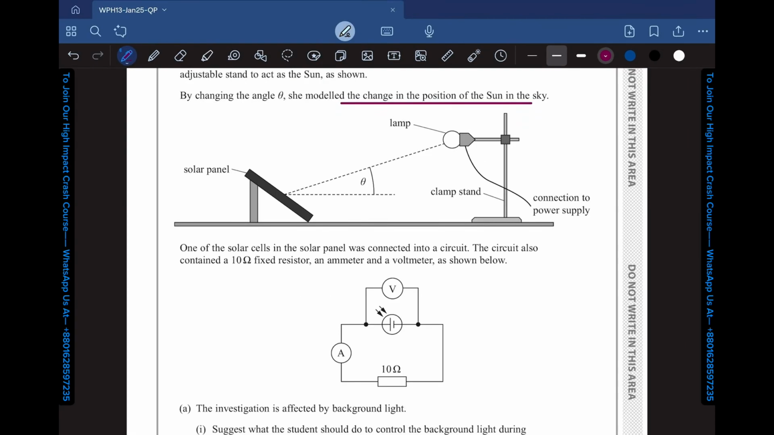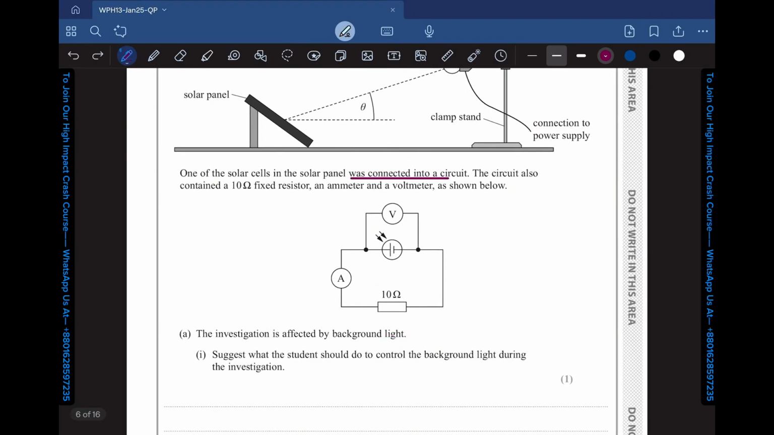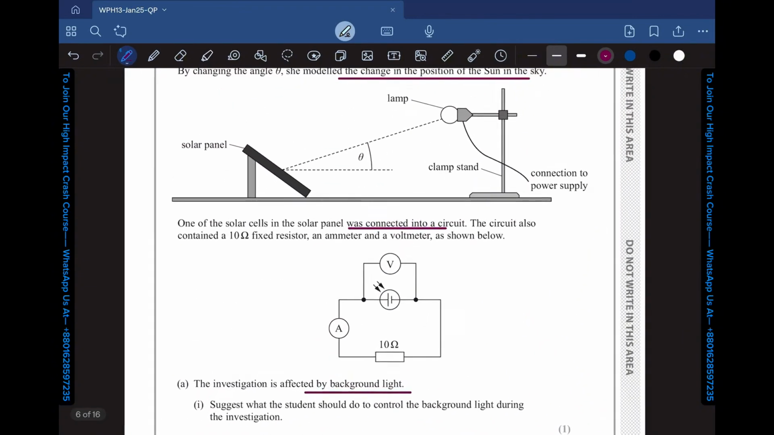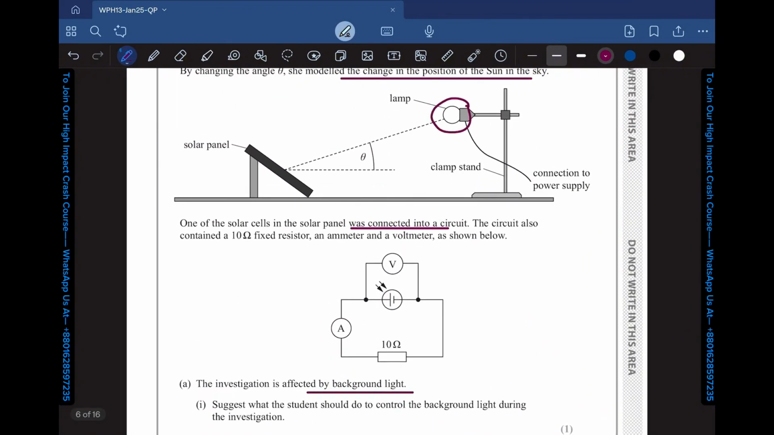All right. One of the solar cells in the solar panel was connected into a circuit. The circuit also contained a 10 ohm resistor, an ammeter, and a voltmeter as shown below. The investigation is affected by background light. We are actually figuring out the light from the sun, right? How much light is incident on the solar panel, and then we will measure the efficiency of the solar panel. So this is something that we are measuring.